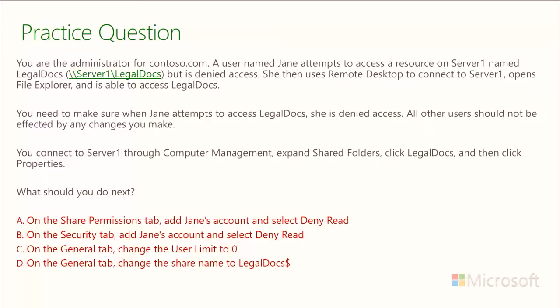And we have a practice question for you that we're going to go through with you right now. If you are the administrator for Contoso.com, a user named Jane attempts to access a resource on a server named Server 1 called Legal Docs, but is denied access. She then uses Remote Desktop to connect to Server 1, opens File Explorer, and is able to access Legal Docs. You need to make sure when Jane attempts to access Legal Docs, she is denied access. All other users should not be affected by any changes you make.